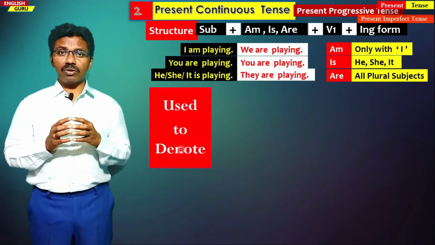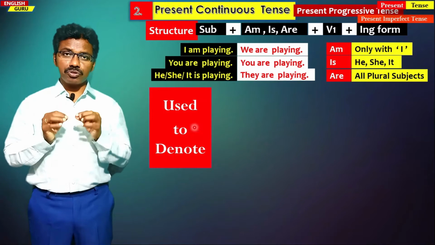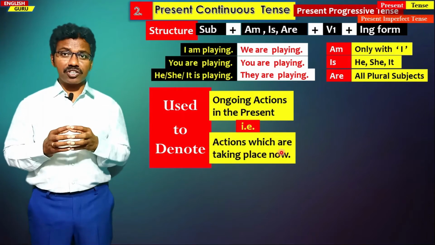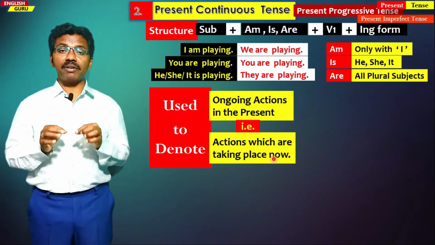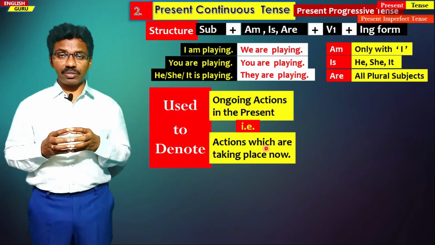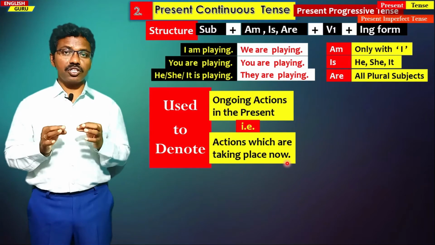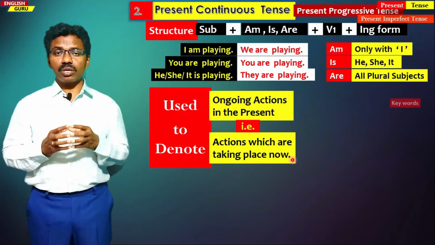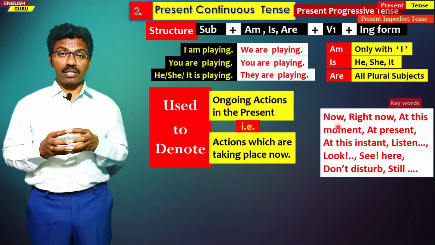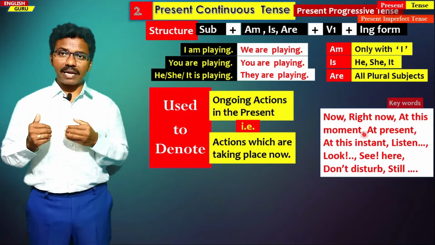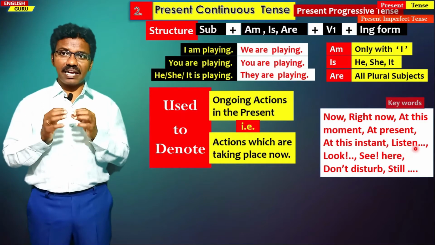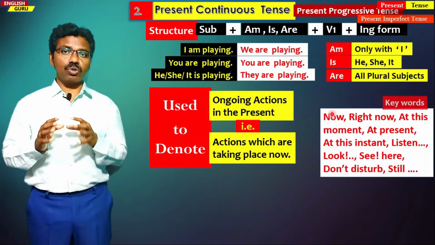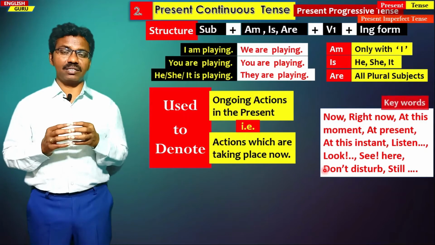And now, when is this particular tense used? It is used for all ongoing actions in the present, for example, the actions which are taking place at the time of speaking. For such kinds of activities we use present continuous tense, and there are certain keywords. These words help us to use this sentence in an effective manner. They are now, right now, at this moment, at present, at this instant, listen, look, see here, don't disturb, till. These are all the different words which will help us to use this particular tense in a better manner.